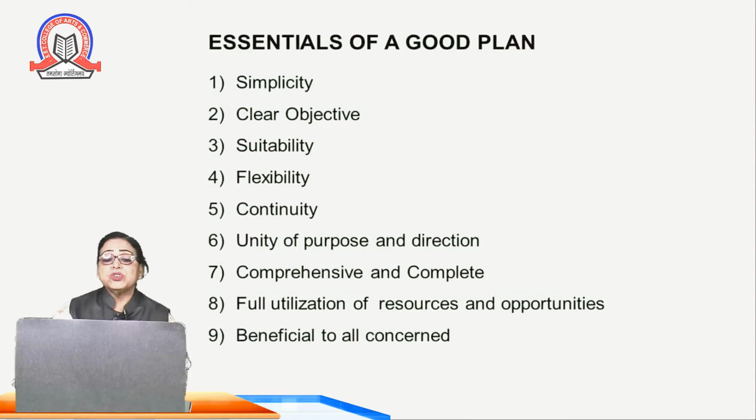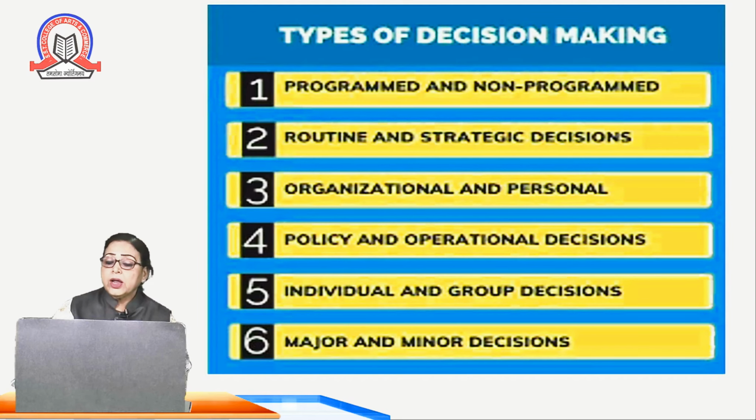Next is beneficial to all the concerned. A good plan must possess this essential. It must be beneficial to all the concerned parties, all the concerned people and the company. Now let us again relate decision making with planning. There are various types of decision making. One is programmed, another is non-programmed, routine and strategic, organizational and personal, policy and operational decisions, individual and group decisions, major and minor decisions. The name itself suggests programmed and unprogrammed. Programmed means planned systematically.